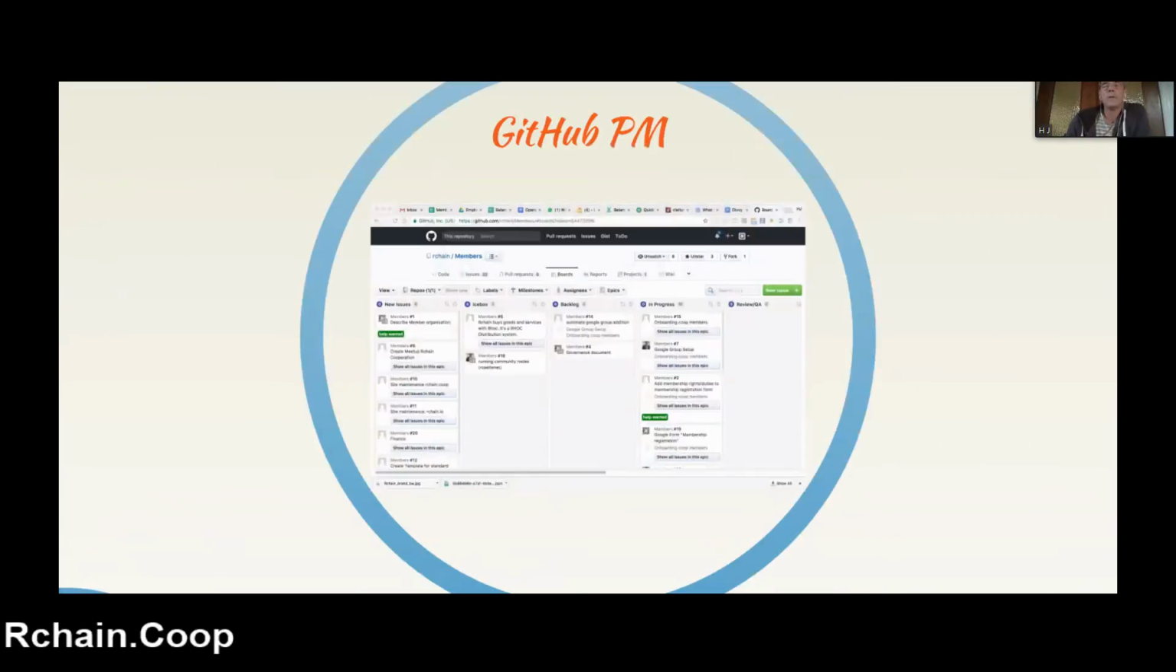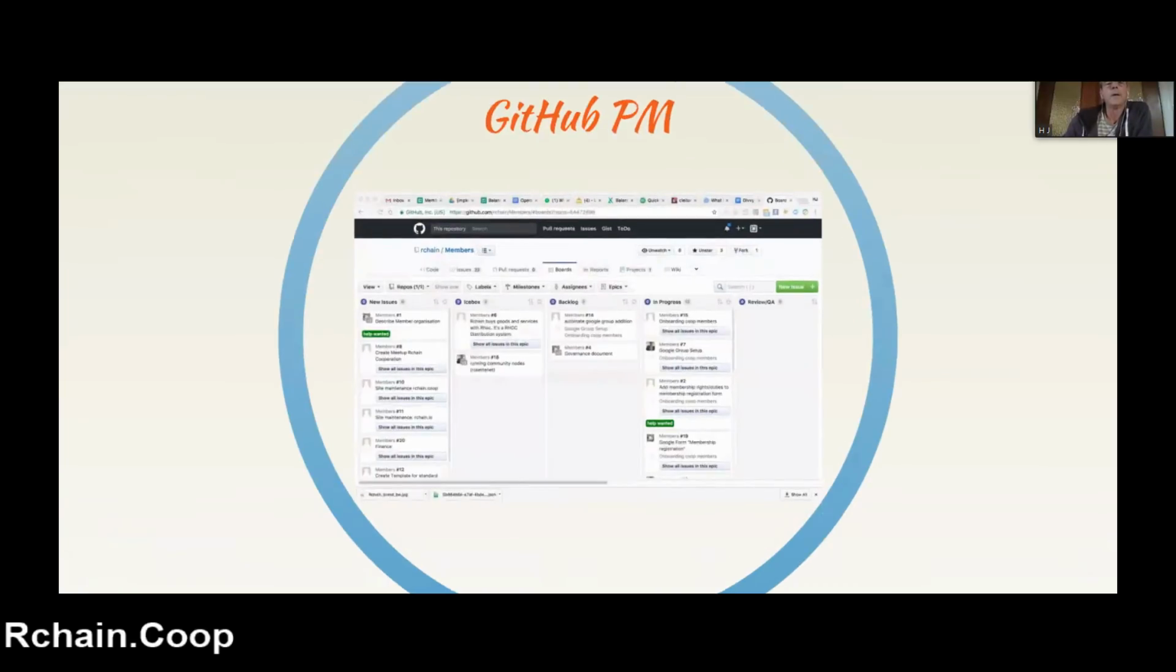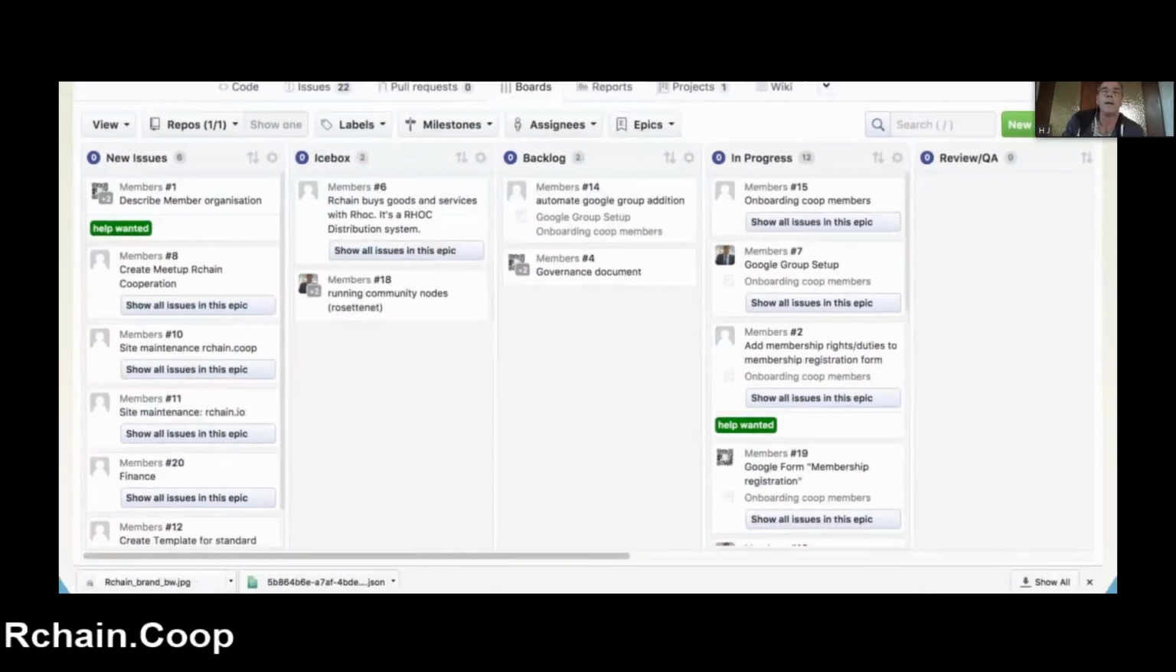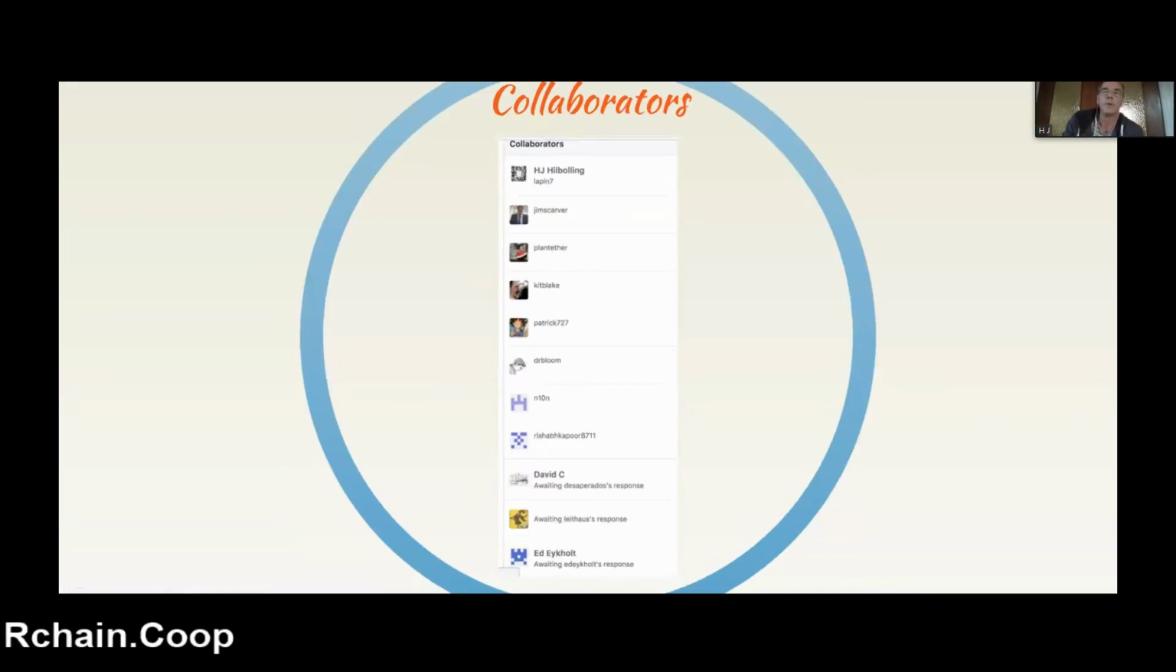We also have a kind of project management set up in GitHub. It's a normal Kanban style, so you have new issues, and issues that are not worked upon anymore are in the icebox. You have a backlog and then things in progress. And there are already some collaborators, about 10 people.